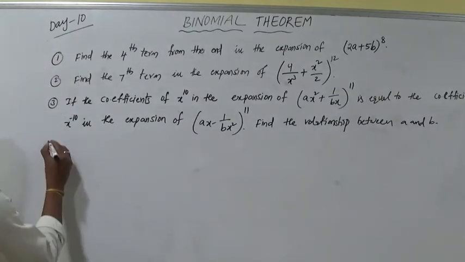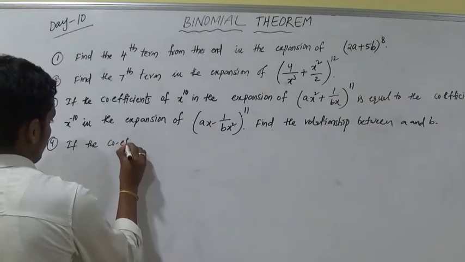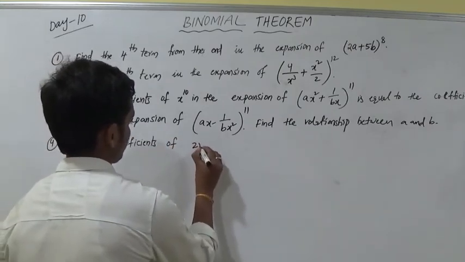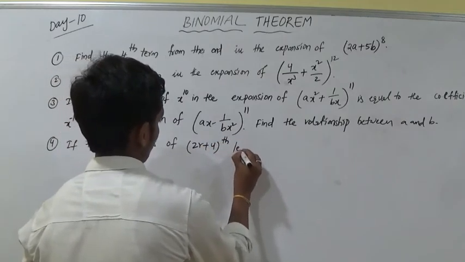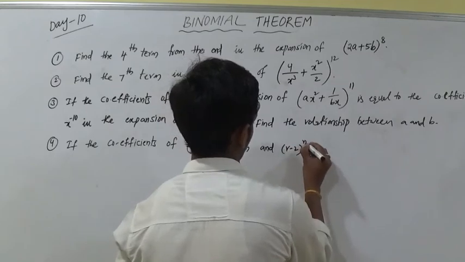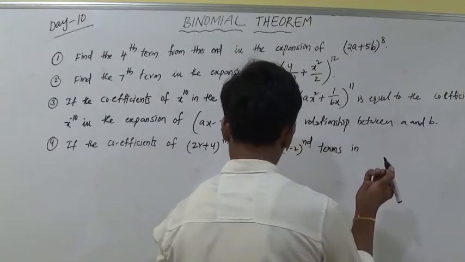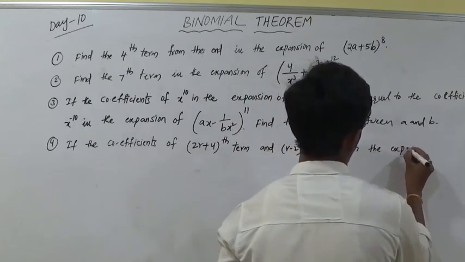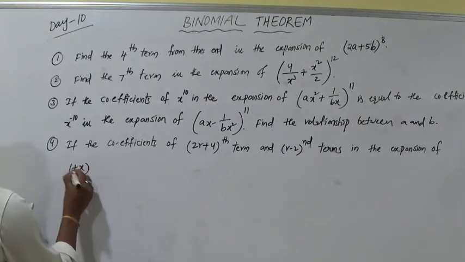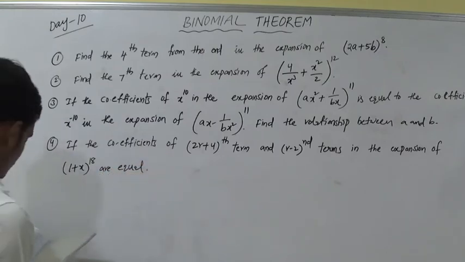Next, fourth. If the coefficients of the (2r plus 4)th term and the (r minus 2)th term in the expansion of (1 plus x) whole power 18 are equal, find r.